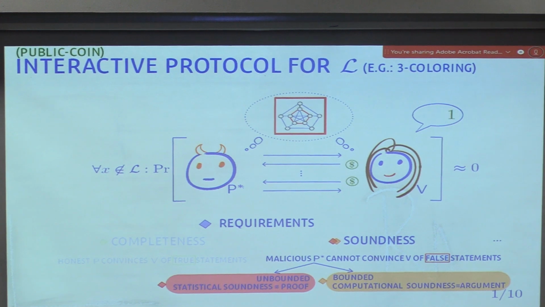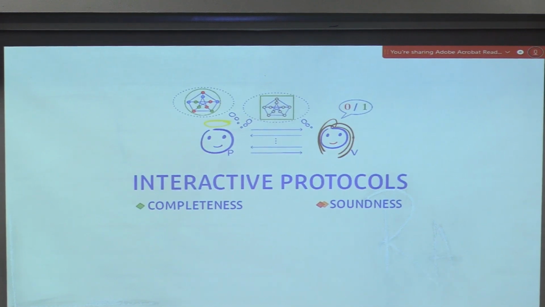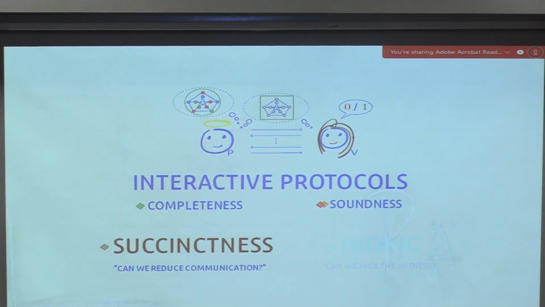If you look at the problem here, you'll realize that there's a trivial interactive protocol for this problem: the prover can just send the coloring to the verifier. Things become non-trivial when you talk about extra properties like succinctness and hiding. So let's look at succinctness. On an intuitive level, it just says that the amount of communication from the prover to the verifier should be limited.